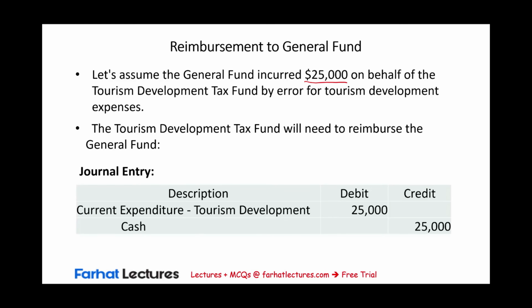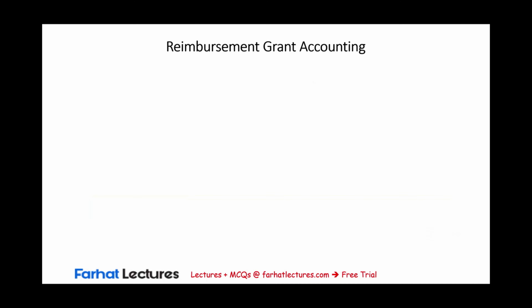How would we reimburse them? We are going to credit cash and we are going to debit a current expenditure, tourism development. Because why? Because we're supposed to pay this, but we did not pay it. Now we're paying it to the general fund in the form of a reimbursement.